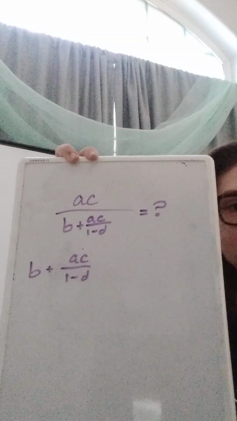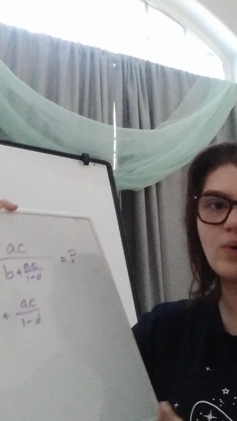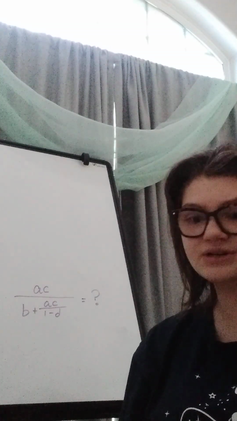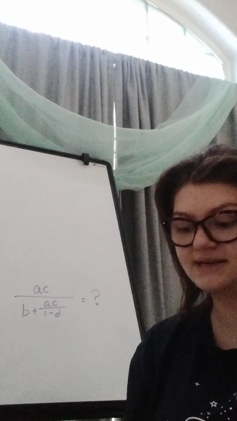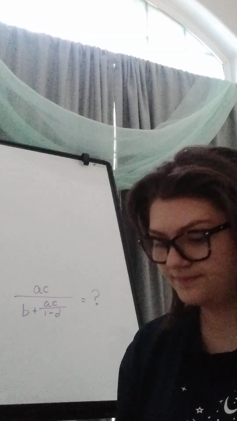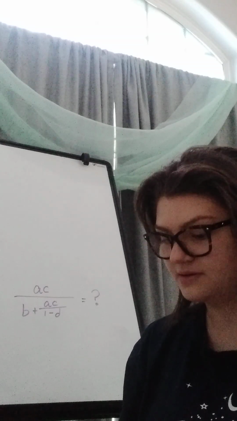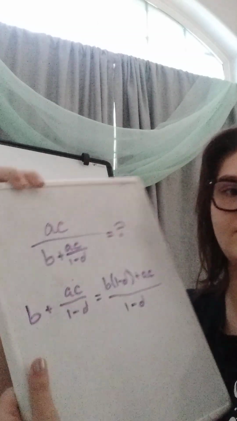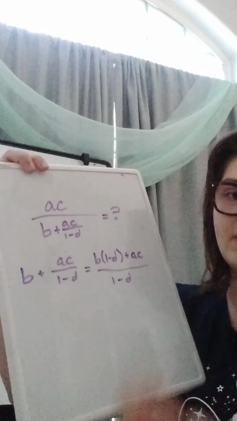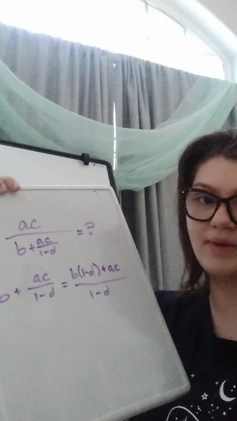The best thing we can do here for simplifying this is to get everything into one fraction. This is addition, so I'm going to multiply B over 1 minus D. If I do that, I'll have B times 1 minus D plus AC all over 1 minus D, right? I can even multiply this out here, so I have B minus BD plus AC all over 1 minus D.